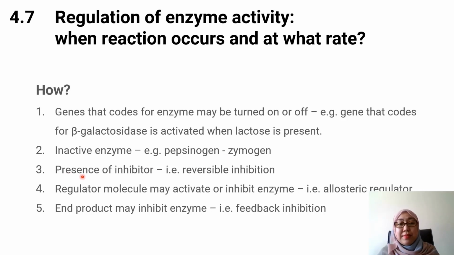Next, presence of an inhibitor. There can be reversible inhibition. Next, a regulator molecule may activate or inhibit an enzyme, such as an allosteric regulator. This one we will cover in the next slides. Next, an end product may inhibit an enzyme, such as in feedback inhibition.